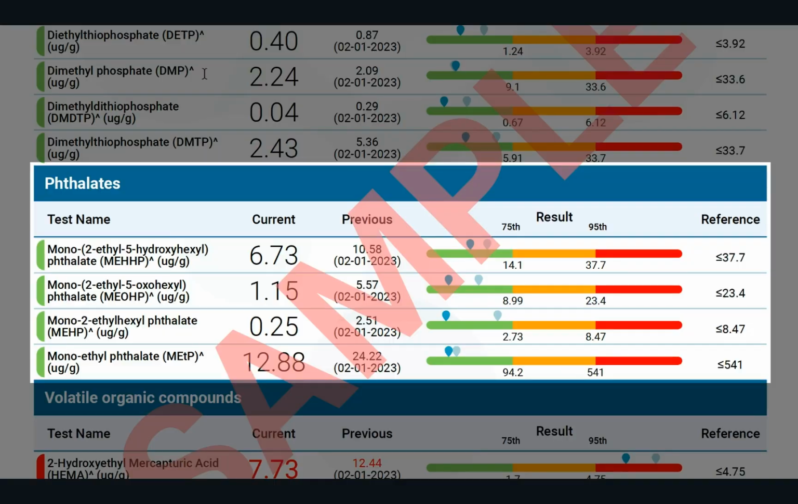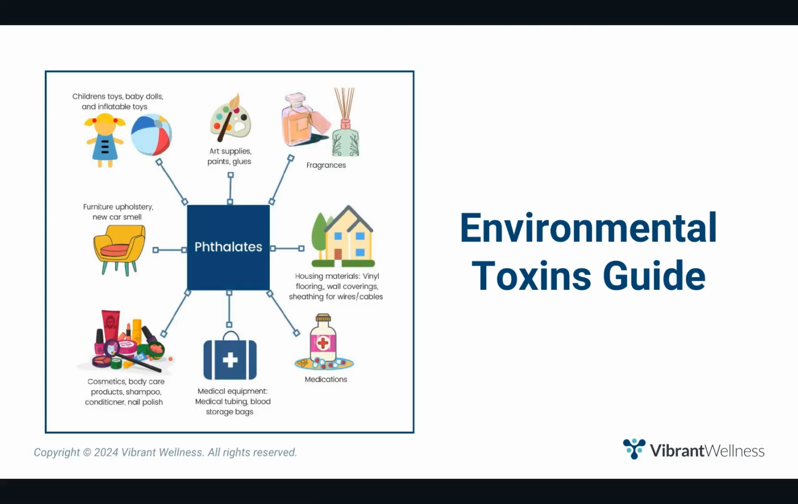Phthalates are colorless, odorless, oily liquids that do not chemically bind to materials. They're often categorized as a group of chemicals called plasticizers, which makes plastics more flexible and durable. They've been labeled the everywhere chemical due to their ubiquitous nature in our daily lives, from children's toys to art supplies, fragrances, and cosmetics, as well as housing materials and new upholstery. They're usually responsible for that, quote, new car smell. They're even found in medical equipment and medications.